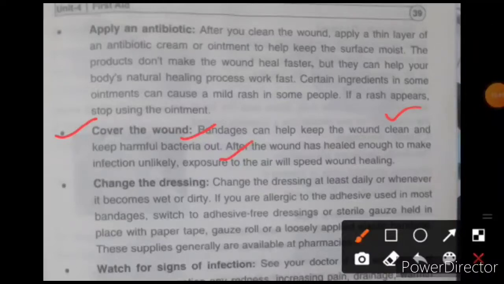So बेहतर ये है कि after a little bit of time when the wound has healed, जब वो थोड़ा सा ज़ख़म ठीक हो जाता है तो उसके बाद आप उसको हवा से normal exposure दें, बैंडेज हटा दें ताकि वो properly heal हो जाए. ठीक है.